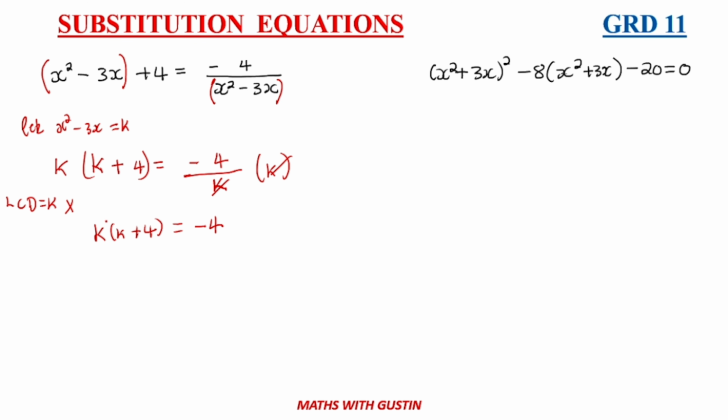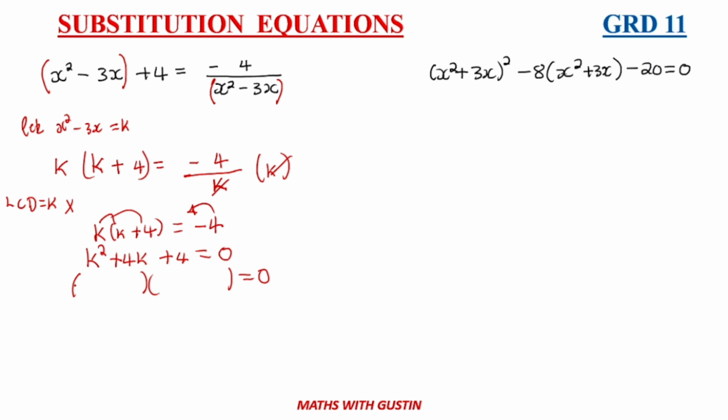On this side we're going to remove the bracket, so we have k squared plus 4k, and we can bring this 4 to the left hand side. So it's going to give us plus 4 is equal to 0. Once it's like this, it's a trinomial, therefore we need to factorize and then solve for k.